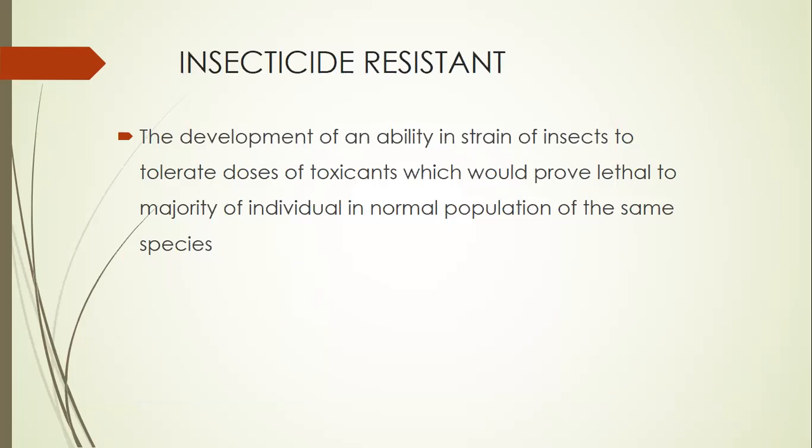Now we will discuss briefly about insecticide resistance. It is the development of an ability in a strain of insects to tolerate doses of toxicants which would prove lethal to the majority of individuals in a normal population of the same species.